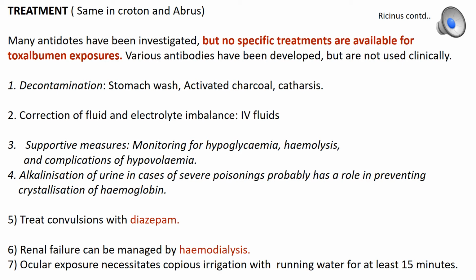You do a gastric lavage, give activated charcoal, correct the fluid imbalance with IV fluids, and give supportive measures. If there's low glucose, you monitor for hypoglycemia and give glucose. Hemolysis you have to monitor. Alkalinization of urine in severe poisoning probably has a role in preventing crystallization of hemoglobin. If there are convulsions, give diazepam. If there's renal failure, it is managed by hemodialysis. Ocular exposure: if it enters the eye, irrigate the eye with running water for at least 15 minutes.